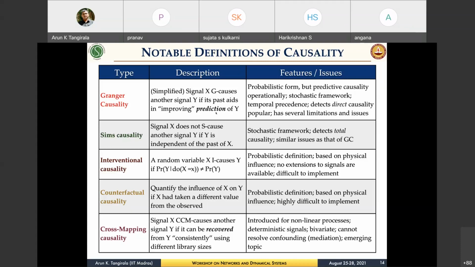It was originally introduced for nonlinear processes, deterministic signals, and so on. It's not so clear how it works for stochastic signals. The definition may have to be modified also. The original definition of cross-mapping causality does not resolve confounding for you. And I'll present one such solution towards the end.